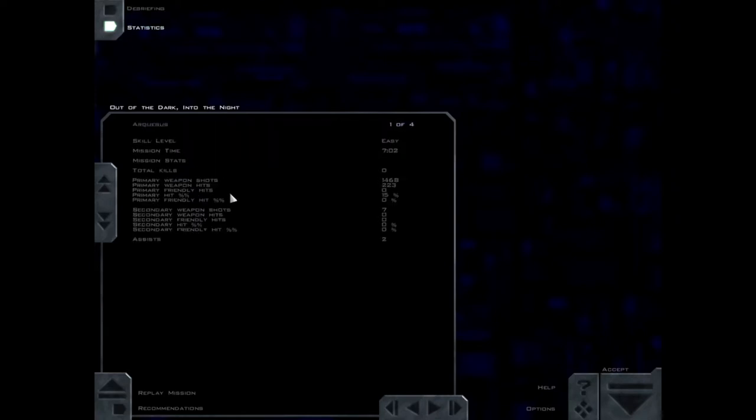Yikes. Okay. How did we do? 15% primary hit percentage. Wow, that sucks. All right, well, see what we got. See what's next.